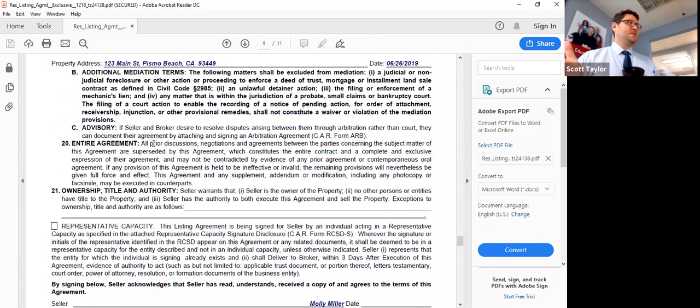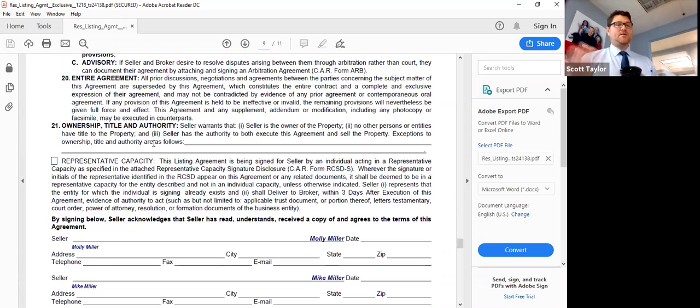Paragraph 20, same as we see in the RPA, entire agreement. This is the entire agreement. Anything to add or take away from it needs to be done in writing. Paragraph 21, the seller warrants that they are the owner of the property. Nobody else needs to be signing on this. Nothing else needs to happen. And then if there's a representative capacity, again, we're going to have a whole class on that at the beginning of September, so I won't worry about that today.